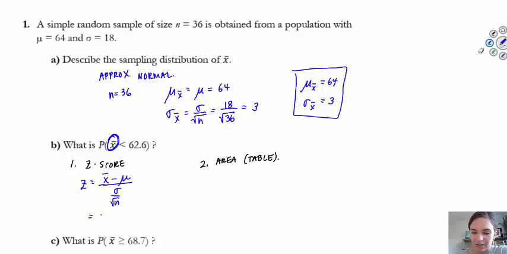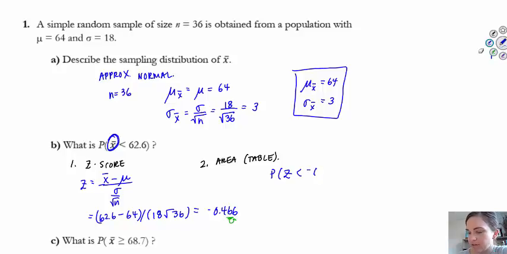So here we would have 62.6 point of interest minus 64 given mean, divided by parentheses standard deviation of 18 over square root of 36, end parenthesis in your calculator to find a z-score value of, I get negative 0.466. Of course, the table goes to 2 decimal places, so look next door to that 6 and you see that you need to round up. So now your probability is, what's the probability z is less than negative 0.47 to 2 decimal places.